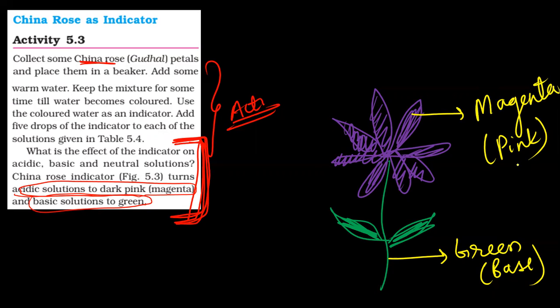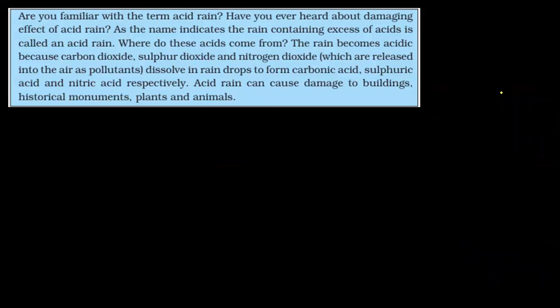So imagine the top part as acid because we have taken our base as obviously base. So when China rose is added to a base, it turns green, whereas when it's added to an acid, it turns into magenta. Sorry, this is acid. Yes, dark pink or magenta. This is not purple, this is magenta. Okay, let's move forward. Now, acid rain.